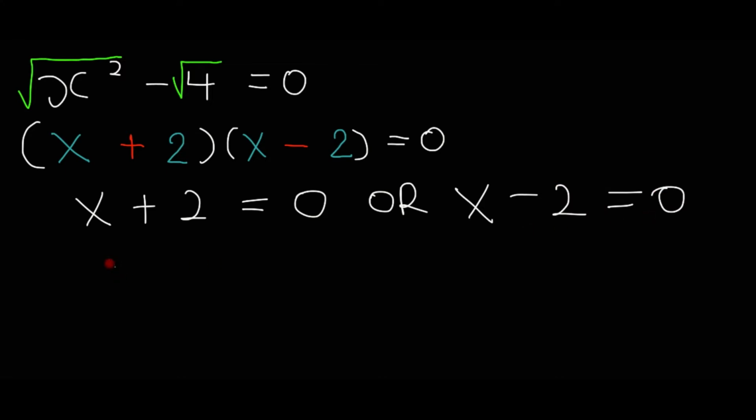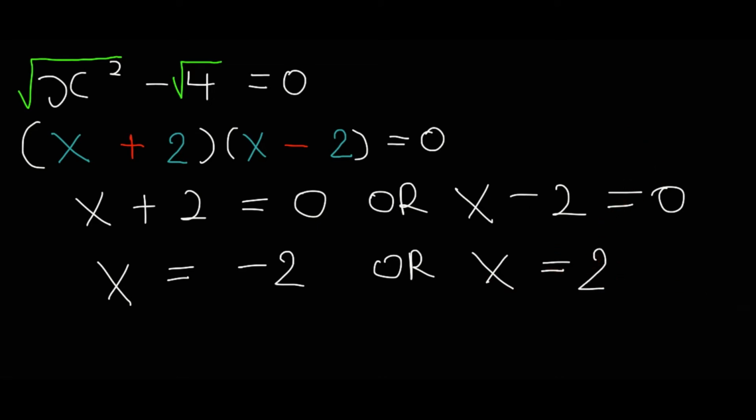And then from there we solve for x, and we get x is equal to minus 2. You take the 2 to the other side, and you change the sign to minus. And as for this one, the minus 2 jumps over the equal sign and becomes positive. So this is our answer.